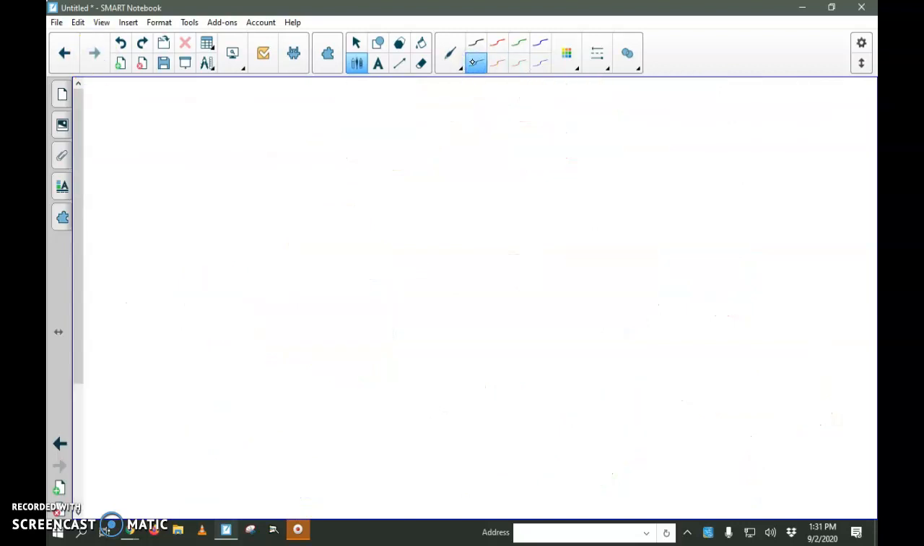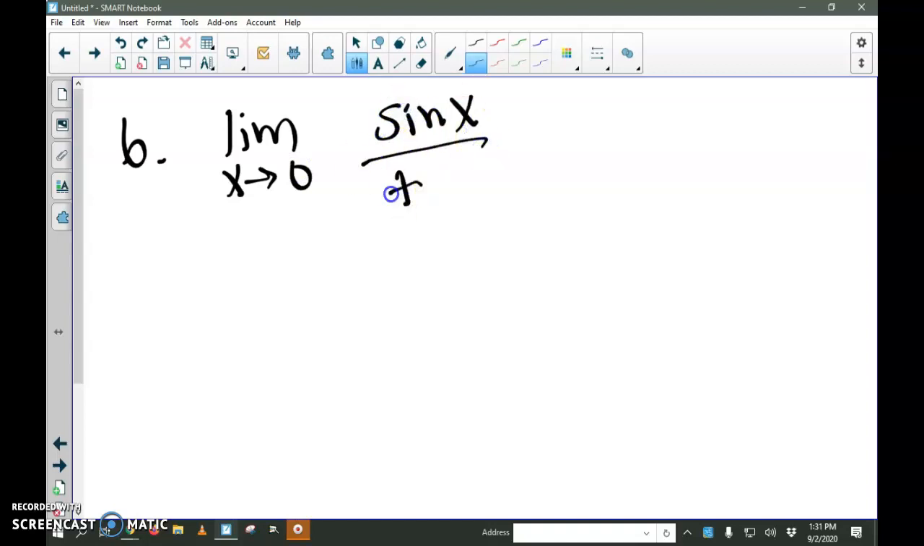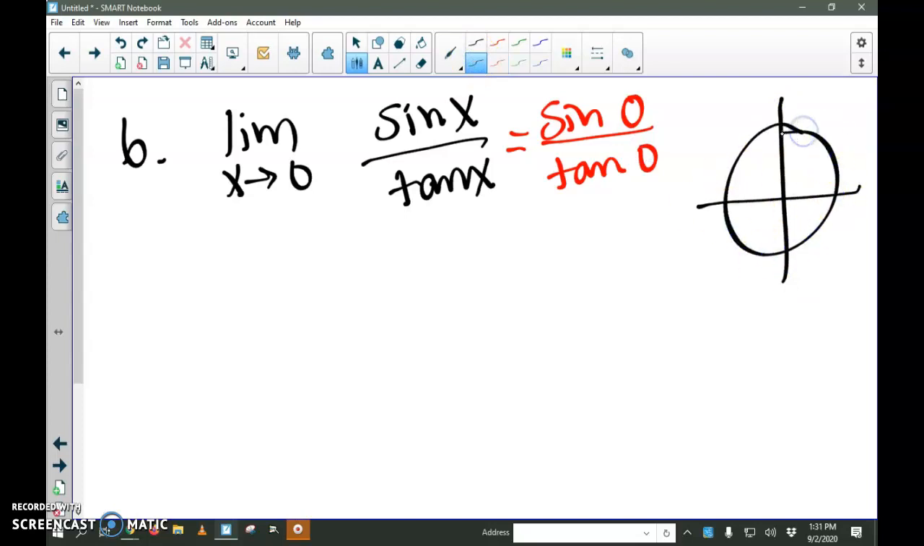Okay, let's do another one. I have the limit as x approaches 0 of sine x divided by tangent x. Okay, again, if I evaluate, I've got sine of 0 divided by tangent of 0. All right, so again, let's look at this unit circle. When I talk about 0, I'm talking about 0 radians or 0 degrees. The ordered pair is 1, 0, my fault. The ordered pair there is 1, 0 at 0 radians or 0 degrees.